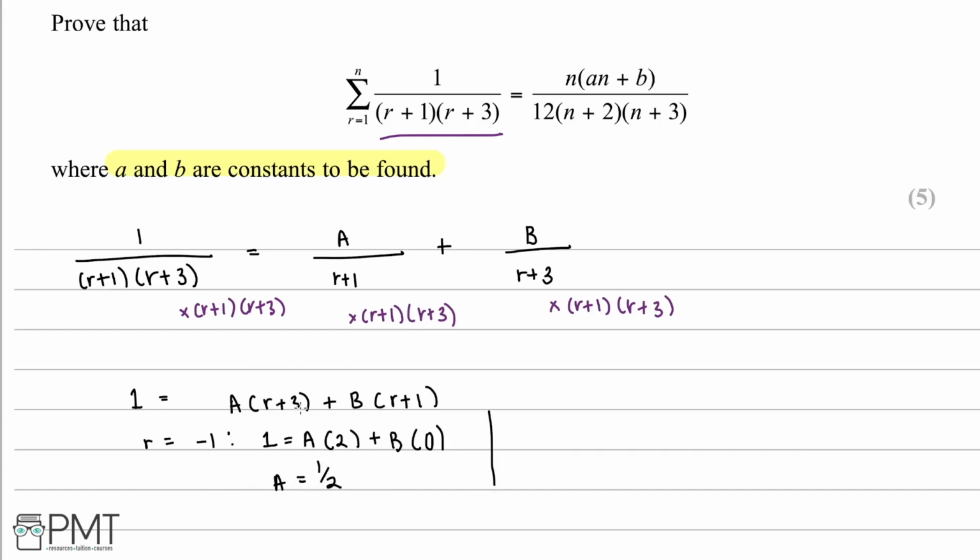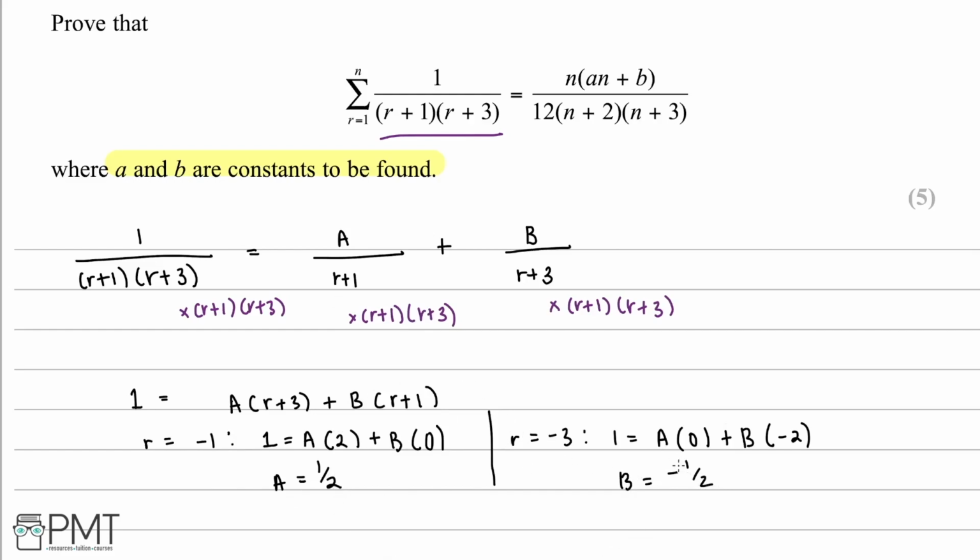Similarly, if we set r such that r plus 3 is equal to 0, then we'll be able to find a value for b. When r plus 3 is equal to 0, it means that r is equal to minus 3. Let's set r is equal to minus 3. Then we will have 1 is equal to a times, well, minus 3 plus 3 is equal to 0, plus b times, well, minus 3 plus 1 will be minus 2. So we're left with 1 is equal to minus 2b, and thus we can rearrange in order to arrive at b is equal to minus a half. Great, so now we have both a and b.